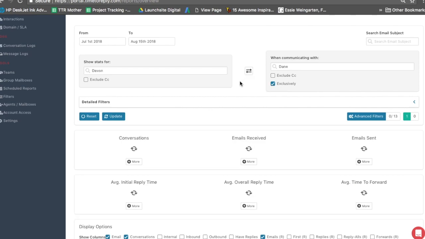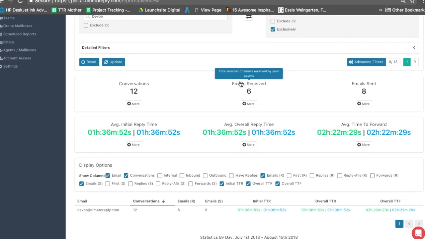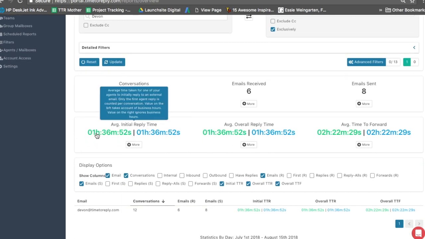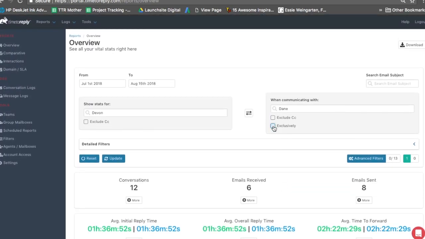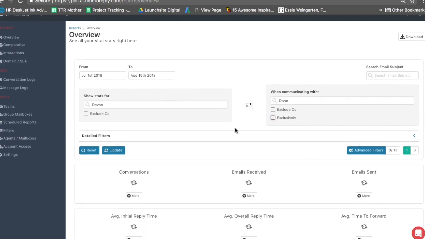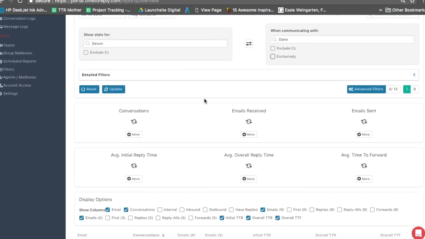And if we were now to take off exclusively, where we're both in conversation, those stats would change. And if I click that button, it swaps it around, and you can see that Devon is taking slightly longer to respond to me than I am taking to respond to him. So initial response time of 1 hour and 36 minutes, as opposed to I was responding to him very quickly in 6 minutes or so.